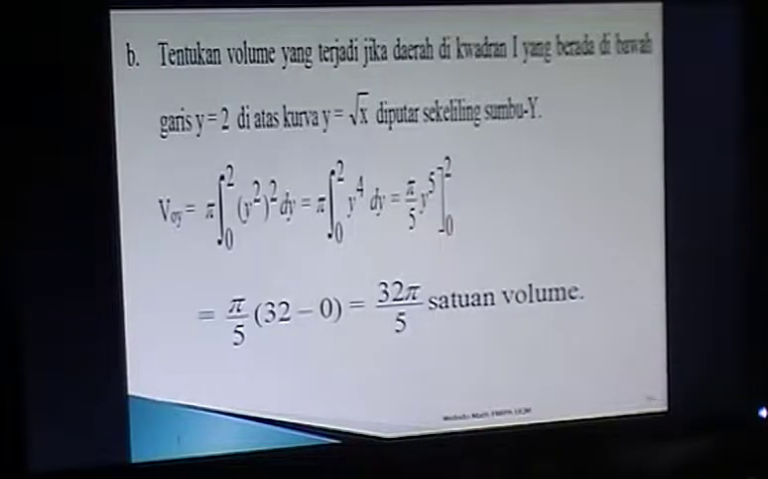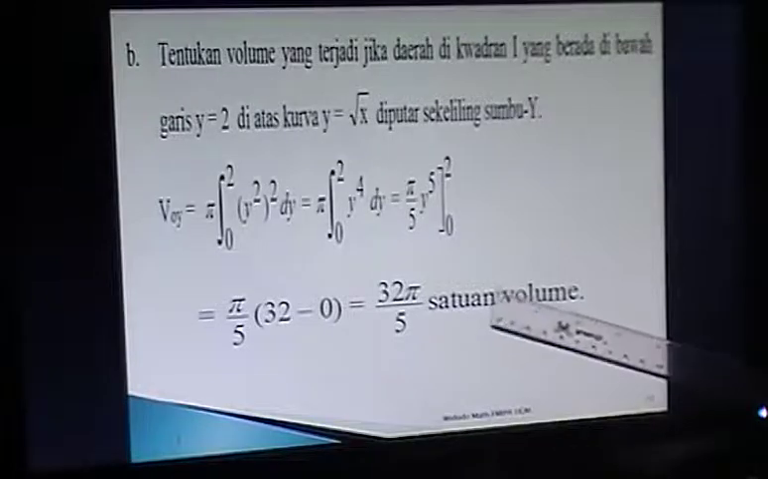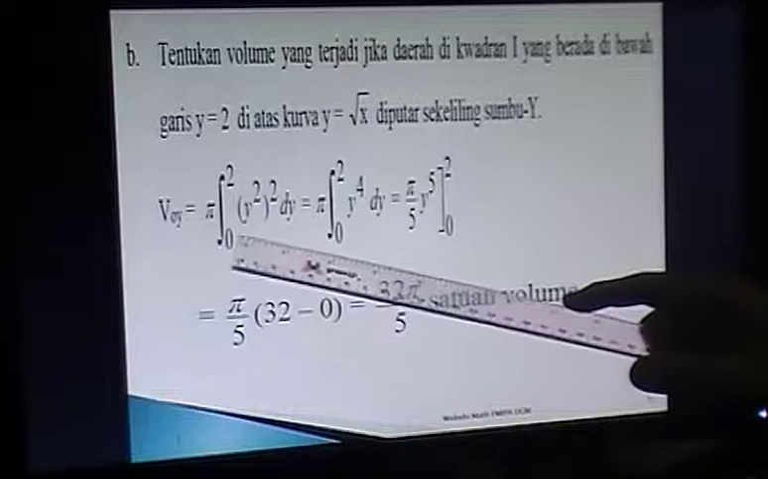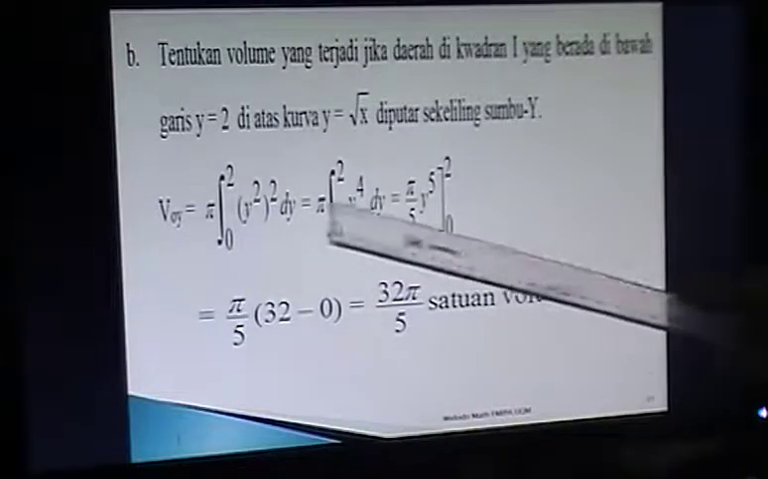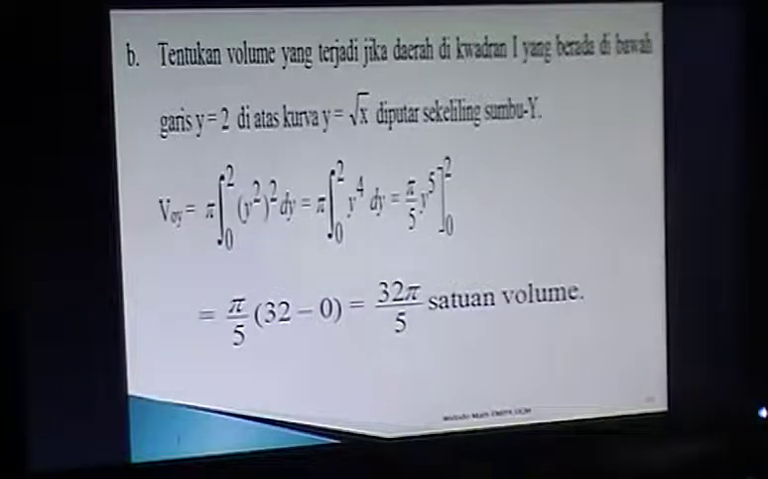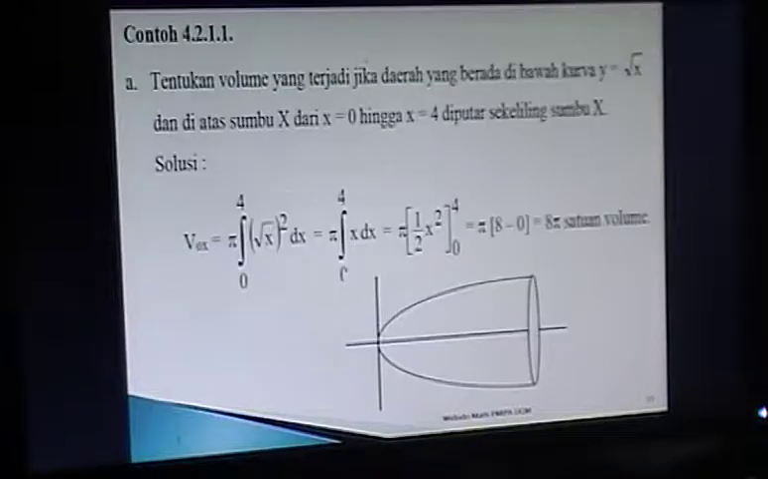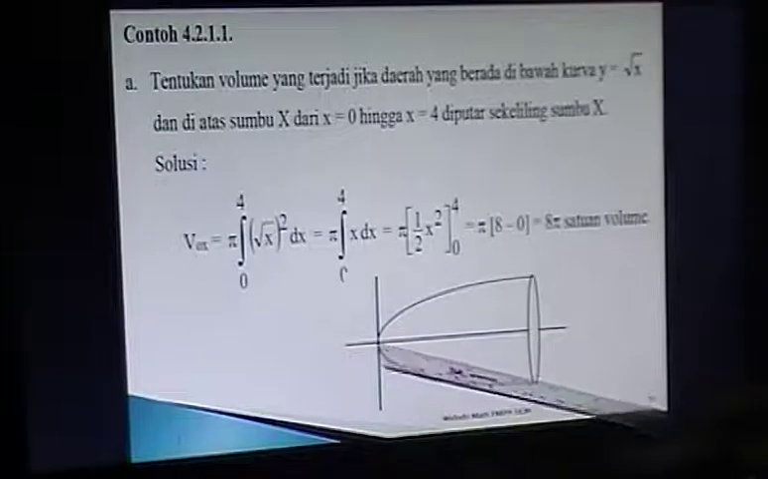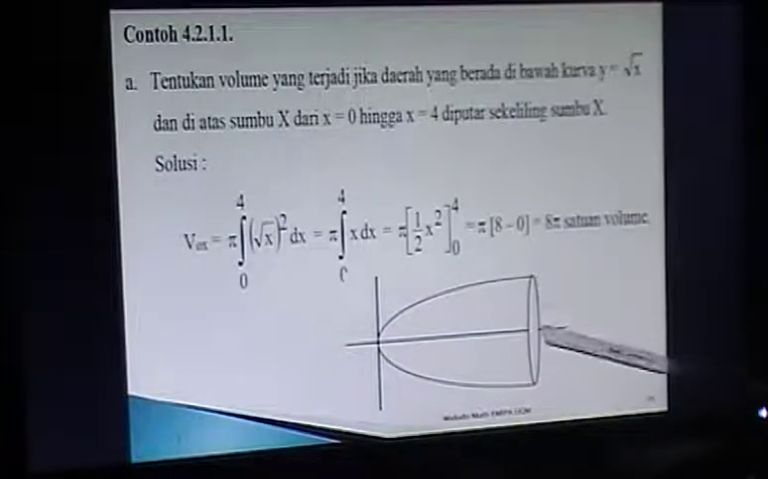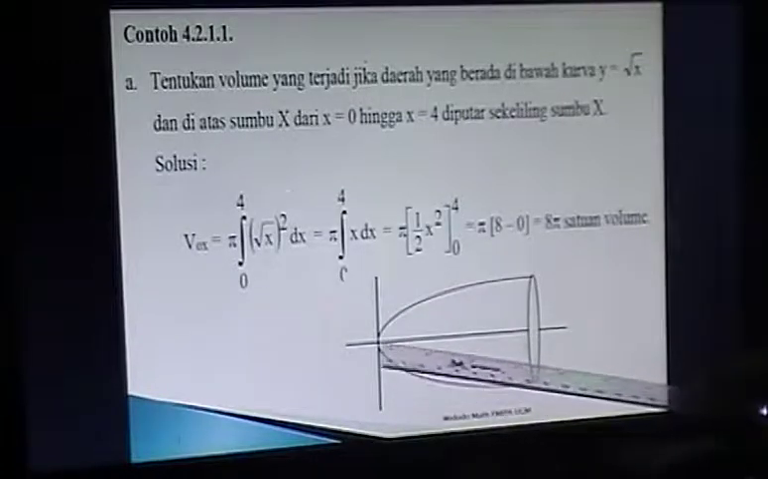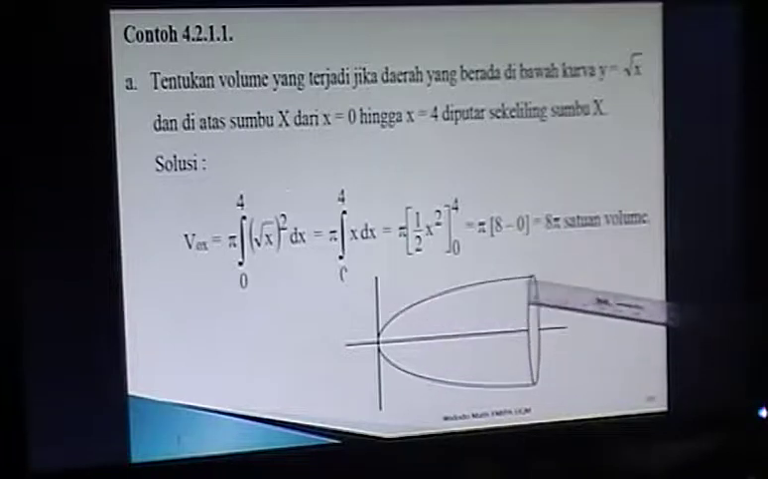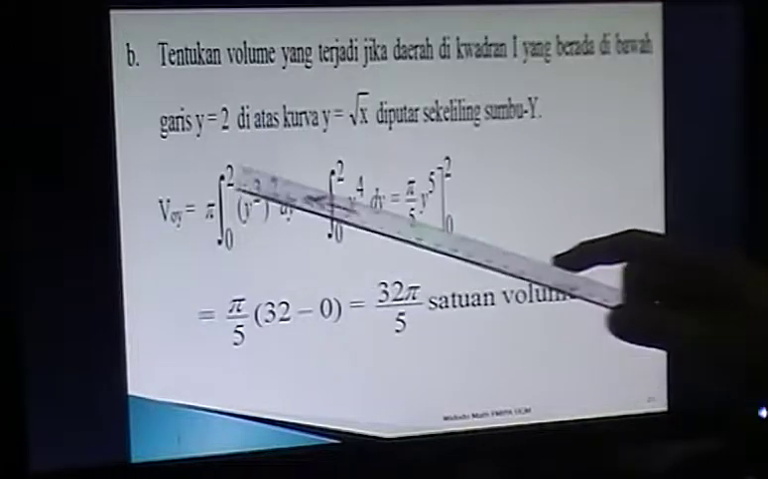We got 32 pi divided by 5 unit volumes. If you ask me why the bounds of the integration are 0 and 2, it is because the integration is with respect to y, not with respect to x. And from the picture here, if here is 0 and here is 4, then the square root of 4 is equal to 2. So the integration is not between 0 and 4, but between 0 and the square root of 4, that is 2 here. That's why the integration is from 0 until 2.